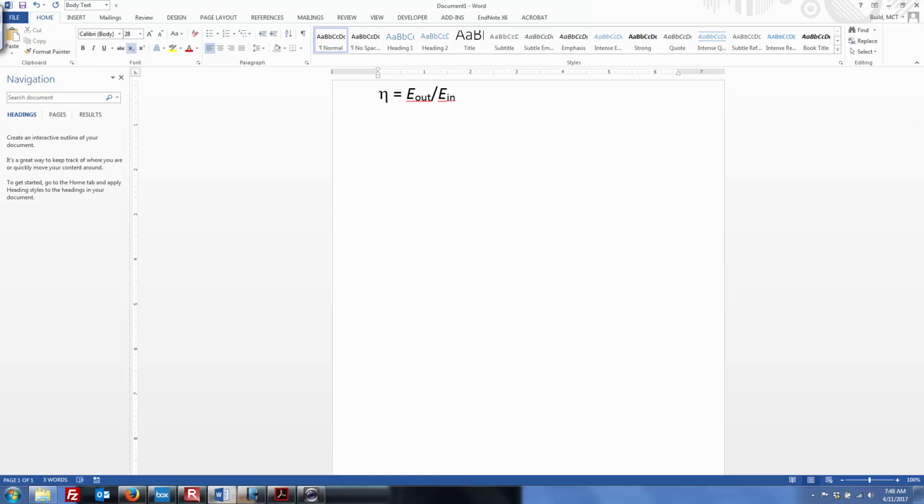So eta equals efficiency, E equals energy, and one other thing we can do here, P. And of course, P equals power.